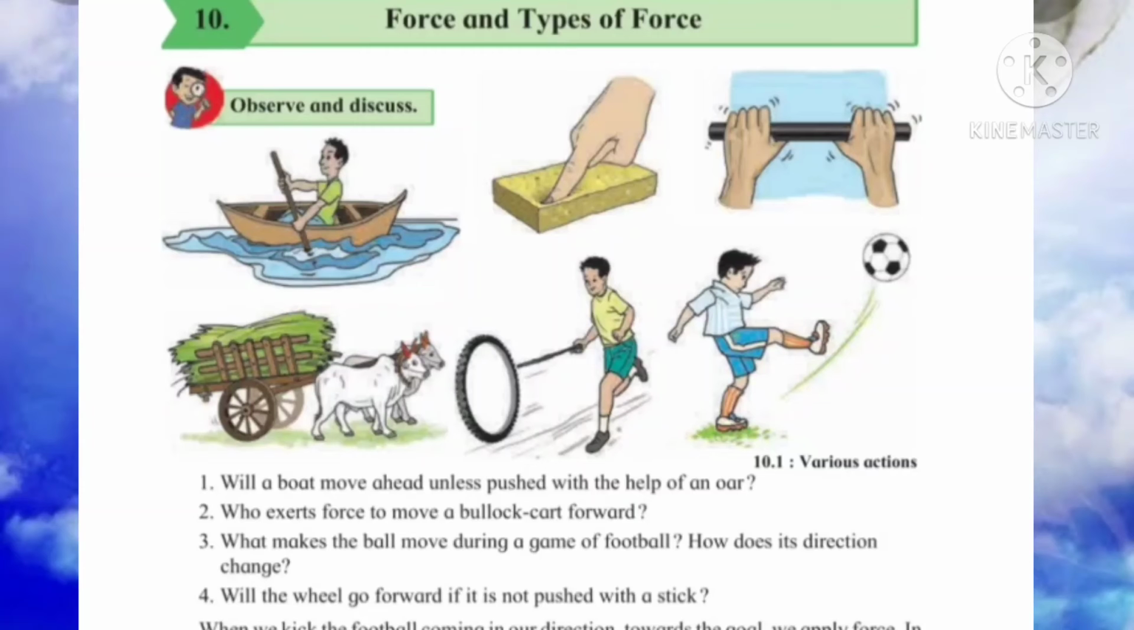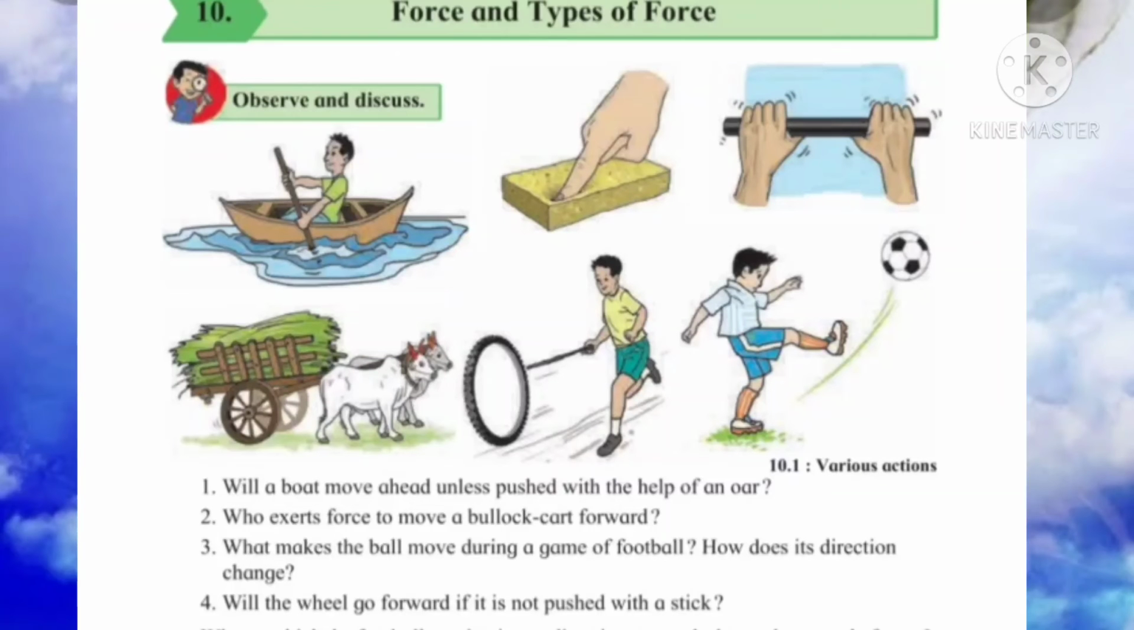Then the second question, see what it is. Who exerts force to move a bullock cart forward? Because of whom does the bullock cart move forward? An ox exerts force to move a bullock cart forward. Yes, the ox applies the force to move the bullock cart.